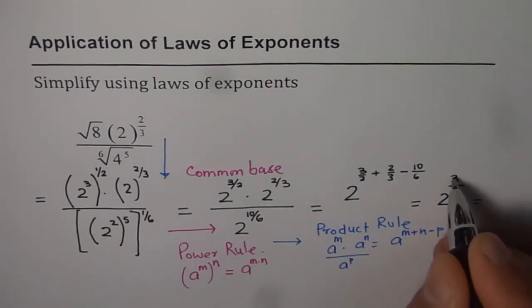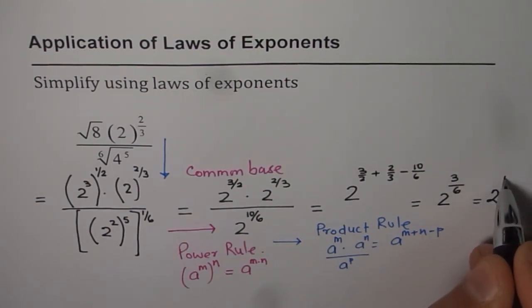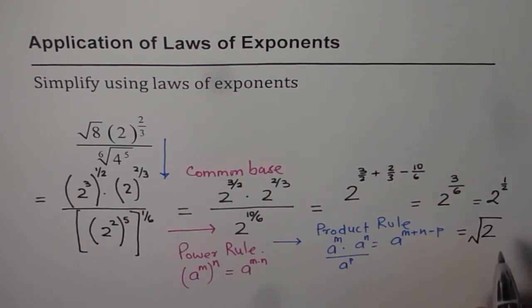Now after that, 3 over 6 can be simplified, and we can write this as 2 to the power of half, which is square root of 2, right? So this can be written as square root of 2. So that is the answer for the given expression, and these are the steps which you could follow to get the answer. Correct? I hope that explains how to apply the laws of exponents and simplify the given expression.